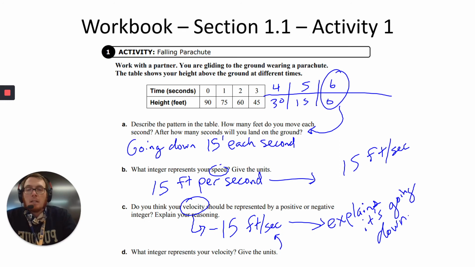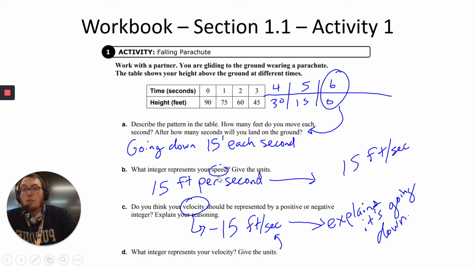Okay, the next question just talks about something with speed and velocity. I just want to talk about that because there's a few things in your book that talk about speed. So what's happening here is that each second, this person is wearing a parachute and coming to the ground. So after each second, what you should notice is that the height is going down by 15. So the pattern in the table is it's going down 15 feet. Remember, the one tick mark is feet each second.